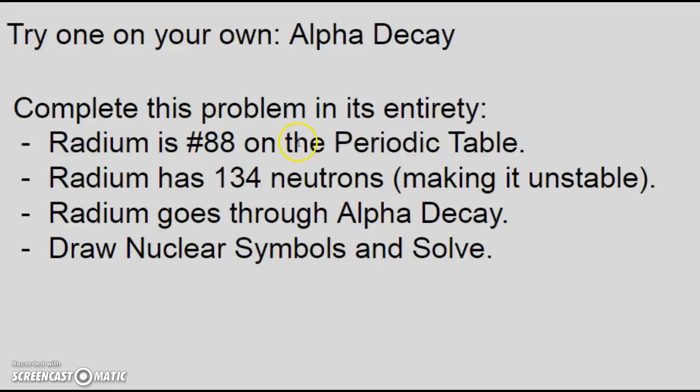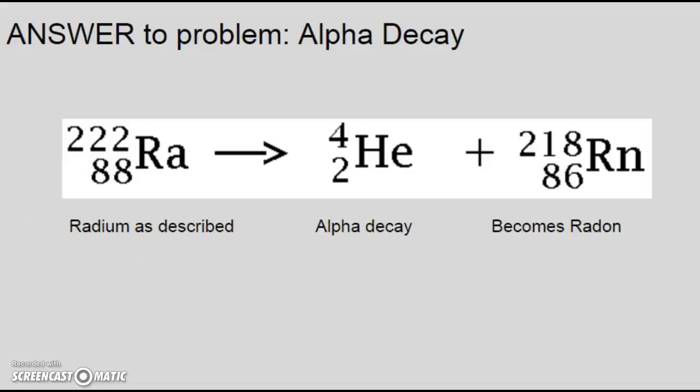So radium is numbered 88 on the periodic table, so you can draw out your nuclear symbol and get this started. Radium has 134 neutrons, making it unstable. Radium goes through alpha decay. Draw nuclear symbols and solve. So even though this is new, I'm going to walk you through how we're going to go about it.